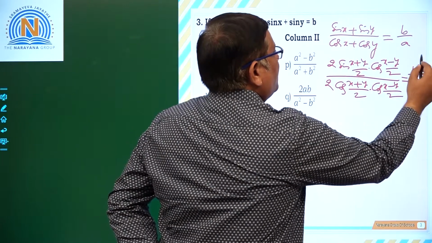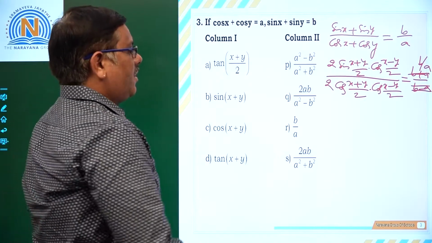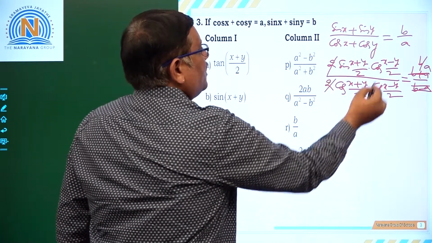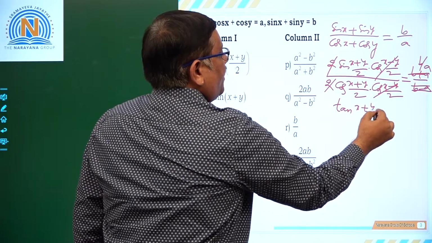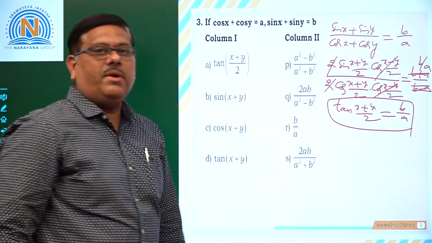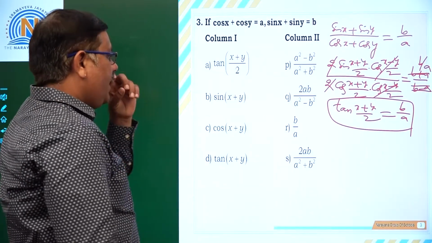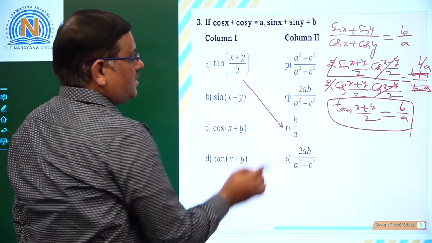No need to change, because we are only writing the formula here, right? We are not applying any componendo dividendo. 2 cancels, cos cancels, so we are left with tan of (x plus y) by 2. That is otherwise B by A. Tan of (x plus y) by 2 is B by A for us. So A is related to R.